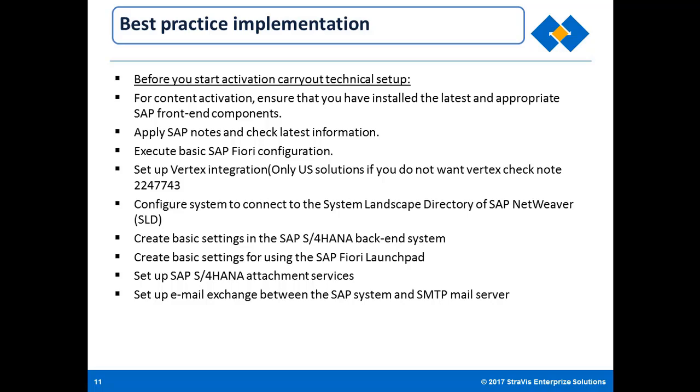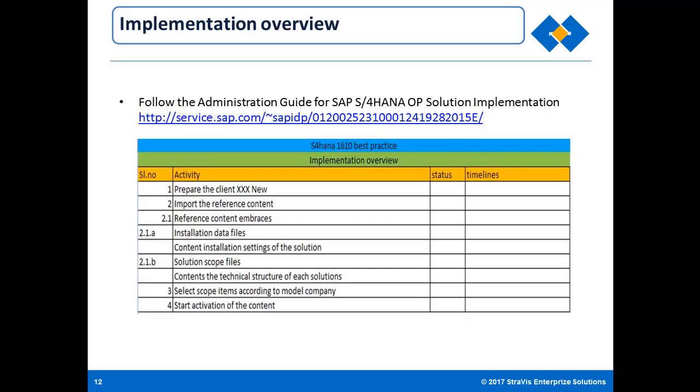Set up for SAP S4HANA attachment services. Set up the email exchange between the SAP system as well as the SMTP server. So when you would be using your best practice, you also need your SMTP server to be configured, the email exchange servers to be configured, and attachment services to be configured appropriately. This is the list which I have prepared when I was implementing the solutions for the best practice, and you can use them for your later reference.